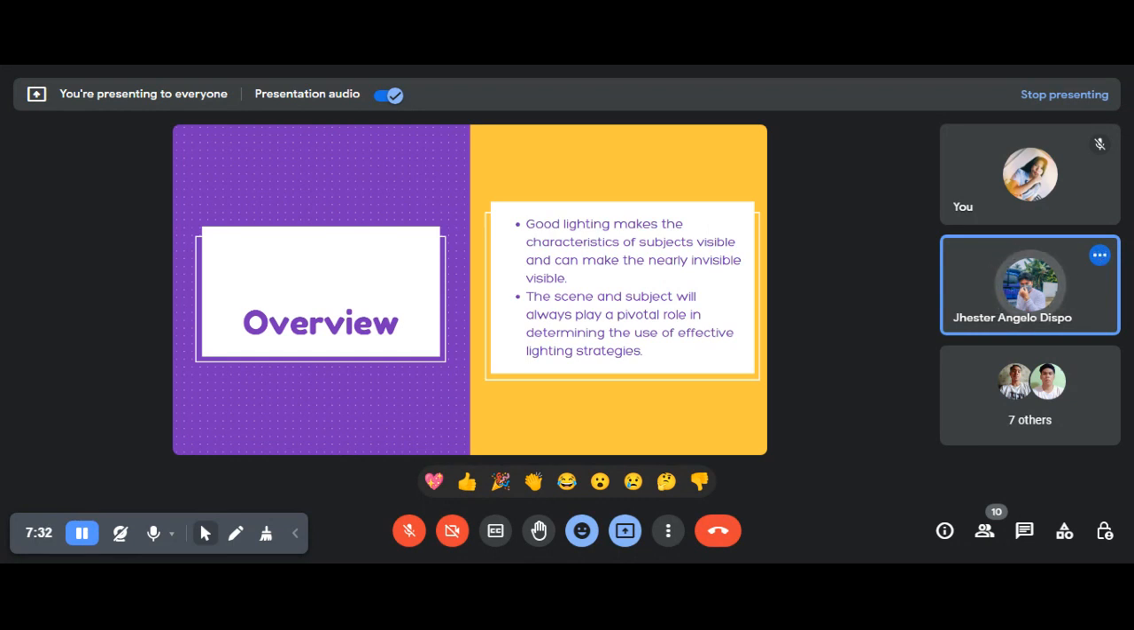Effectively utilizing light will create an image that will give forensic investigators the ability to analyze details of a scene and evidence. Good lighting makes the characteristics of subjects visible and can make the nearly invisible visible. This is the goal of good lighting required for and used in scientific photography. Forensic imagery using artificial light must be carefully considered. Photographs for evidence need to be first and foremost about scientific data and not about interpretation or bias.